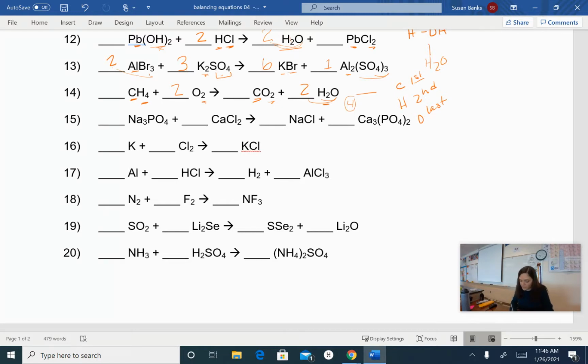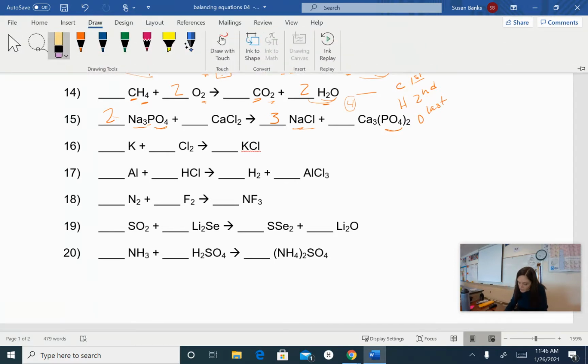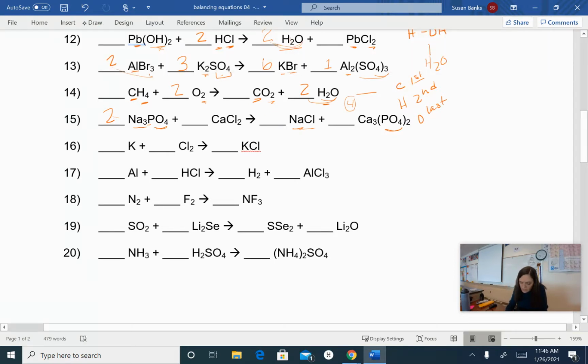All right, let's look at 15. I've got 3 sodiums, and here I've got 1. So let's put a 3 here to balance that. I've got 1 phosphate group here, and here I've got 2. So let's double that. So does that mean I need to go back and fix my salt, my sodium chlorides? Yeah, so 2 times 3 will actually give me 6. So let's cross that out, and let's put a 6 here, because now we do have 6 sodiums.